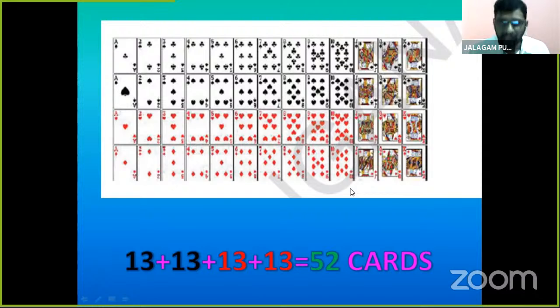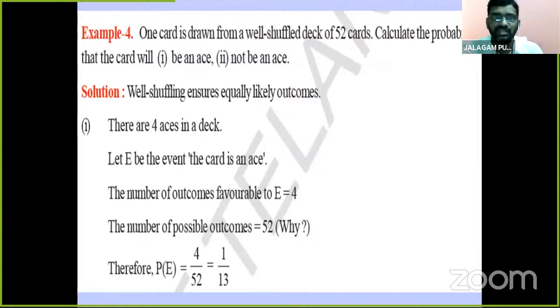Okay. Next we go children here. One example is there. See children. One card is drawn from a well-shuffled deck of 52 cards. Calculate the probability that the card will be an ace. So here totally 52 cards are there in a deck of cards. Here we calculate the probability.